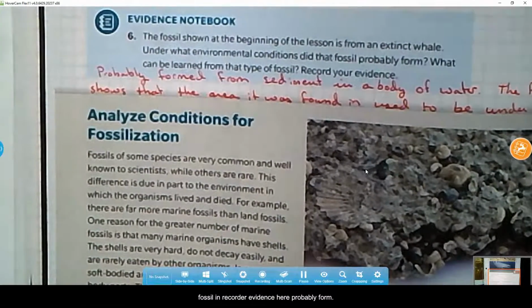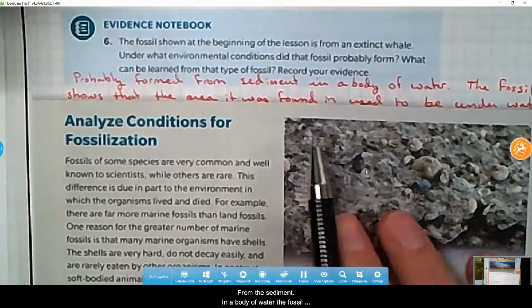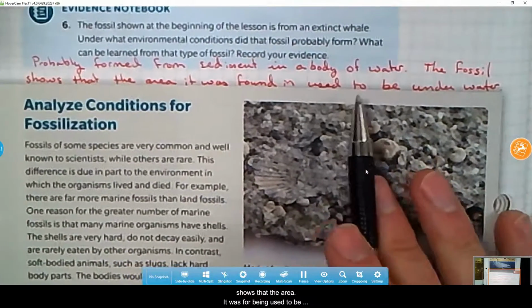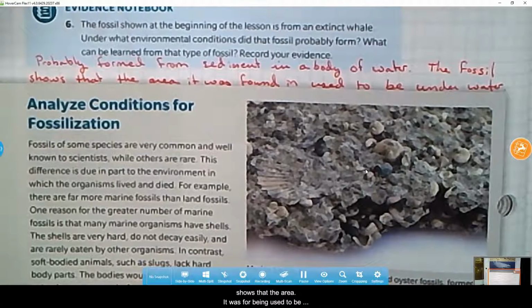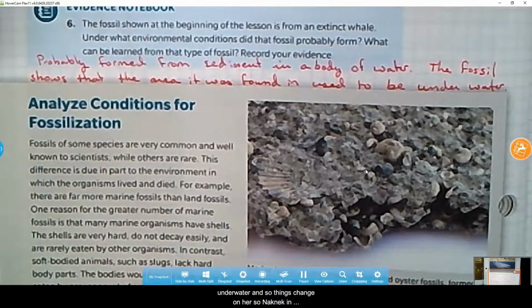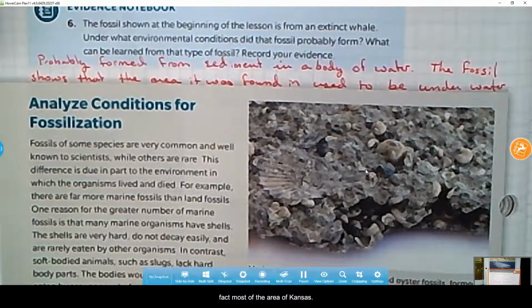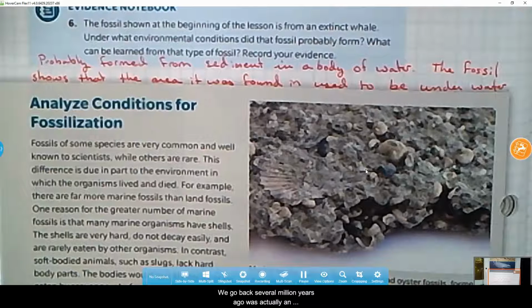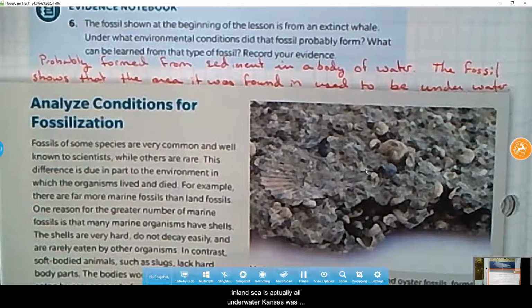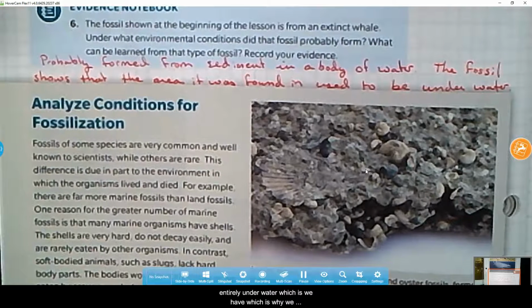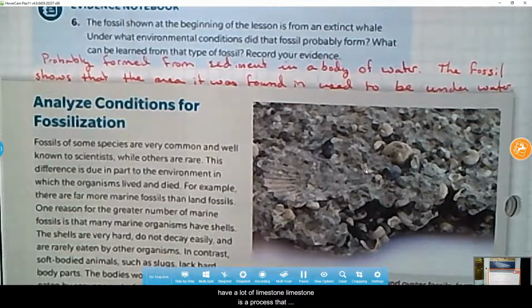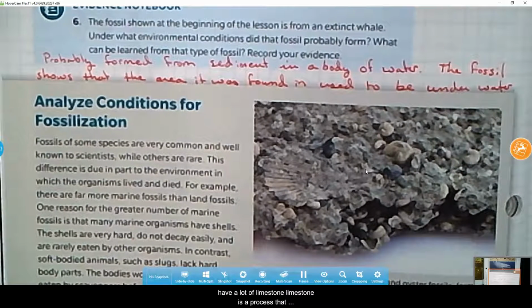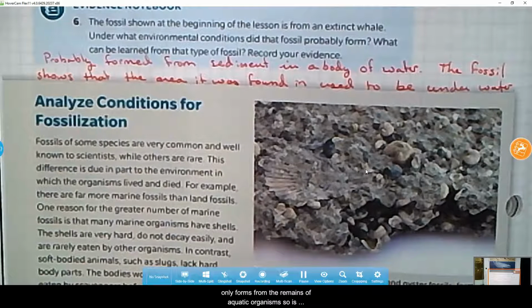So this fossil probably formed from the sediment in a body of water. The fossil shows that the area it was formed in used to be underwater. And so things change on Earth. In fact, most of the area of Kansas, if we go back several million years ago, was actually an inland sea. It was all underwater. Kansas was entirely underwater, which is why we have a lot of limestone. Limestone only forms from the remains of aquatic organisms. And so Kansas was actually all underwater.